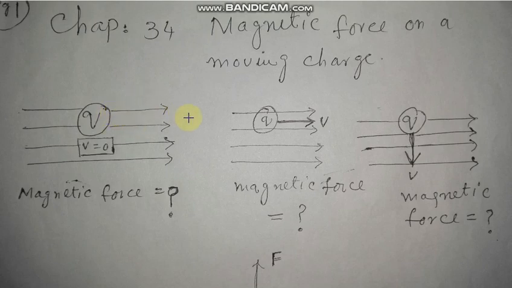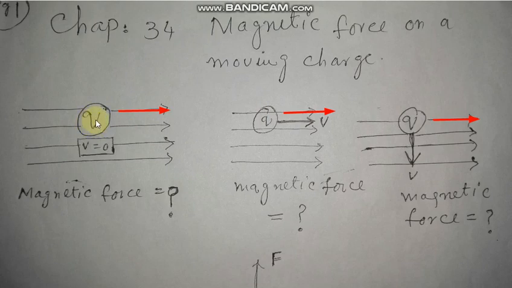You can see the parallel lines in all these three figures, and then there is a charge q in all these three figures. So the parallel lines are indicating the direction of the magnetic field, which in all the three figures, as you can see, is directed towards the right, and it is almost a uniform magnetic field. And the other thing which is common in all these three figures is the charge q.